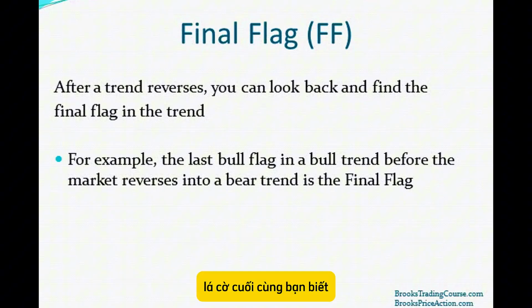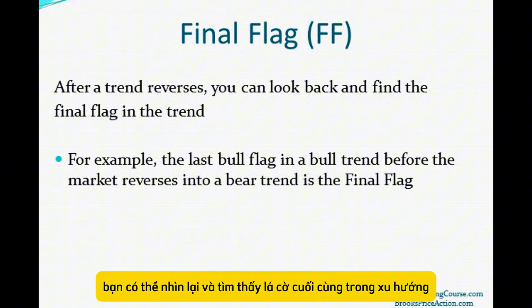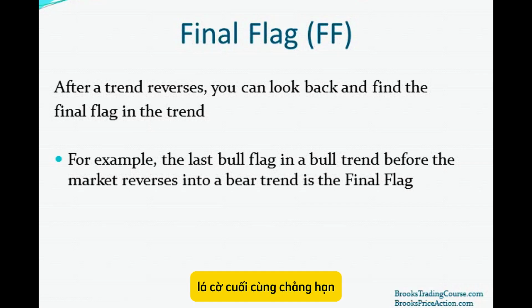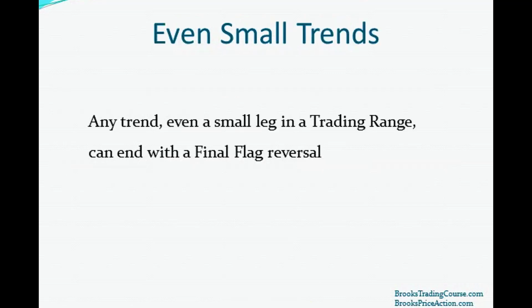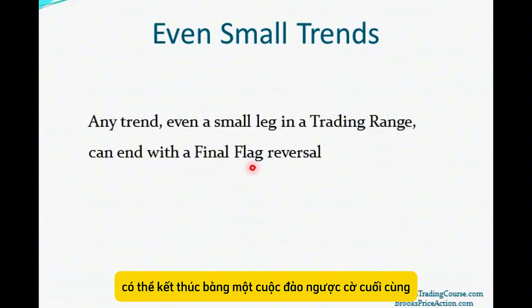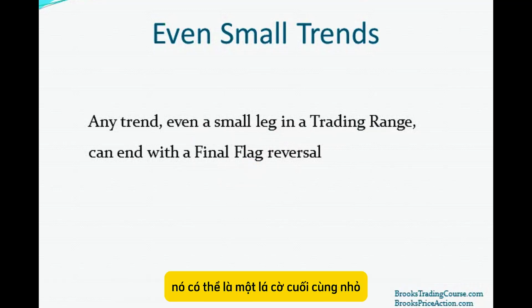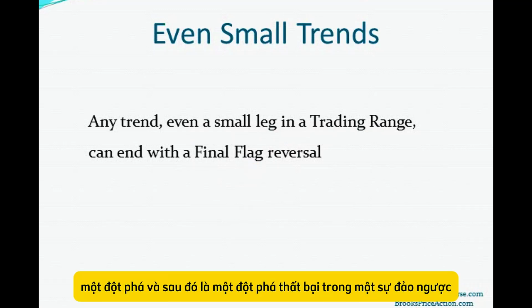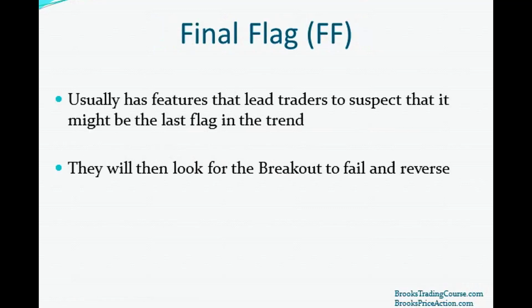Final flag. After a trend reverses, you can look back and find the last flag in the trend, the final flag. For example, the last bull flag in a bull trend before the market reverses into a bear trend is the final flag. Even small trends, even a small leg in a trading range, can end with a final flag reversal. There can be a small final flag, a breakout, and then a failed breakout and a reversal.